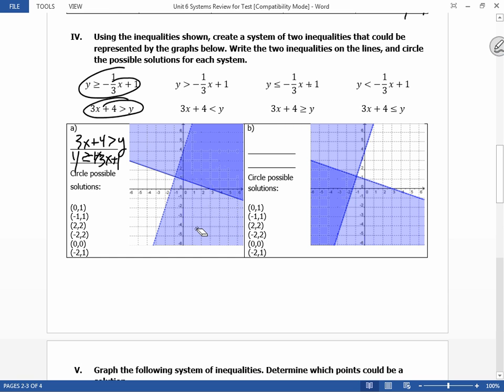And we need to test these points. So what we're looking for is anything that's in here is a possible solution. When they ask us to do this, they're asking us to plot these points. So 0, 1 is on that line. That's a solution. Negative 1, 1 is not in there. 2, 2, we're good. Negative 2, 2, we're good. 0, 0, no. And negative 2, 1 is a no.